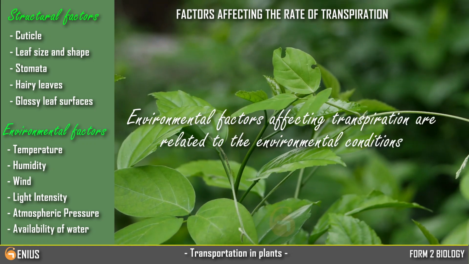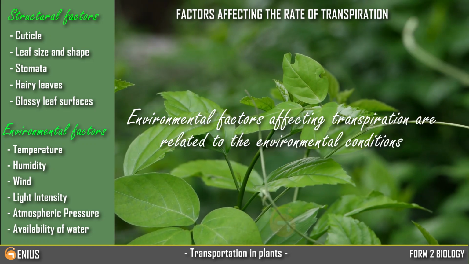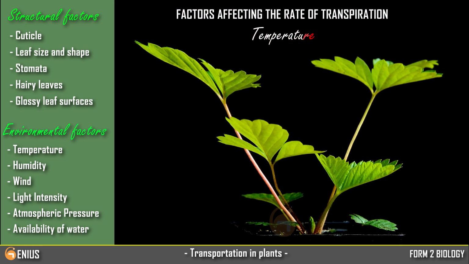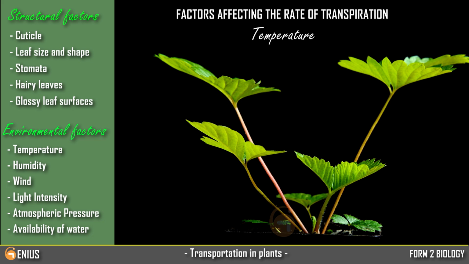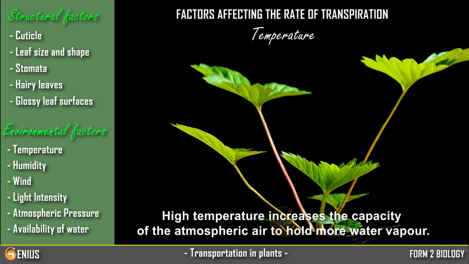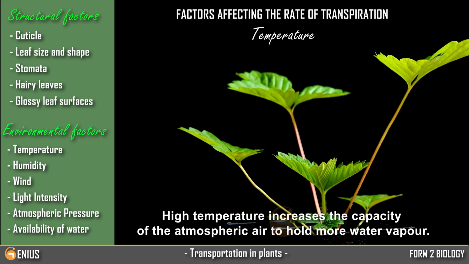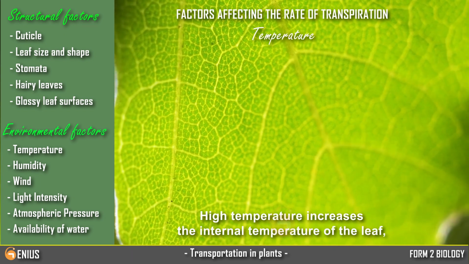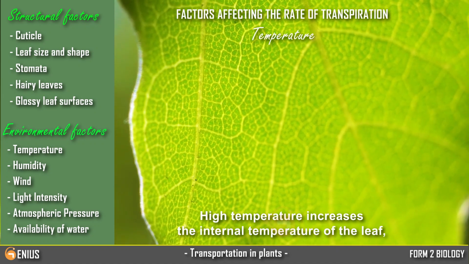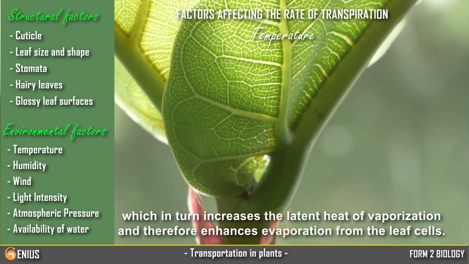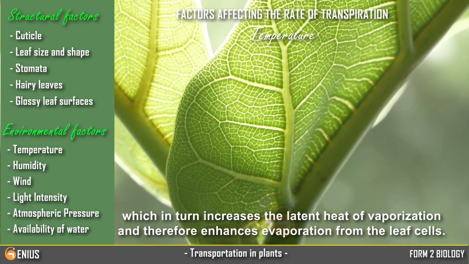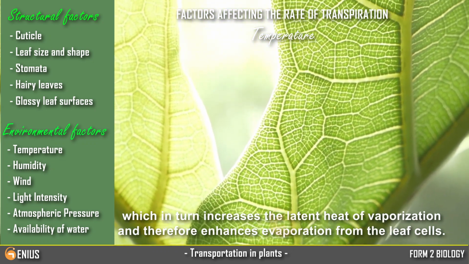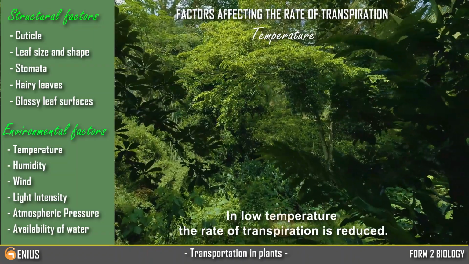Environmental factors affecting transpiration are related to the environmental conditions and include temperature. High temperature increases the capacity of the atmospheric air to hold more water vapor. High temperature increases the internal temperature of the leaf, which in turn increases the latent heat of vaporization and therefore enhances evaporation from the leaf cells. In low temperature, the rate of transpiration is reduced.